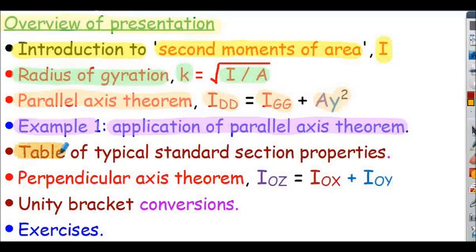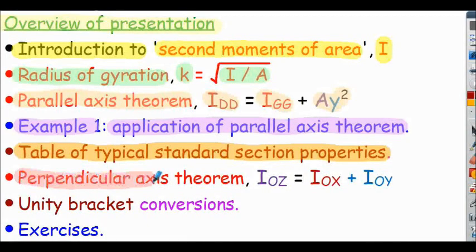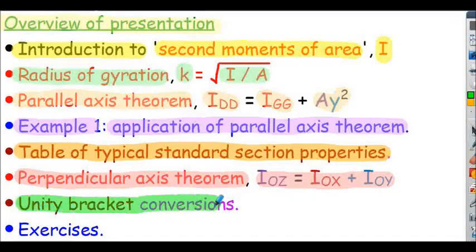Then next we have a table of typical standard section properties to show you how engineers calculate second area moments in practice using standard reference sources. Then we define the perpendicular axis theorem, as shown here. And I show an array of unity bracket conversions. Sometimes students find it difficult to convert, say, from millimeters to the 4 to meters to the 4 or centimeters to the 4, etc. And the unity bracket method allows a structured way to undertake your conversions.